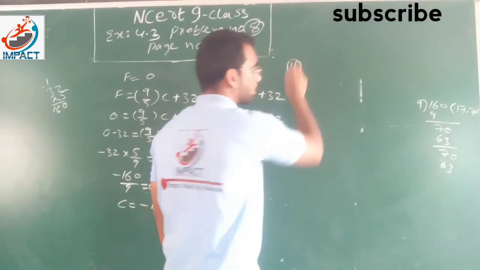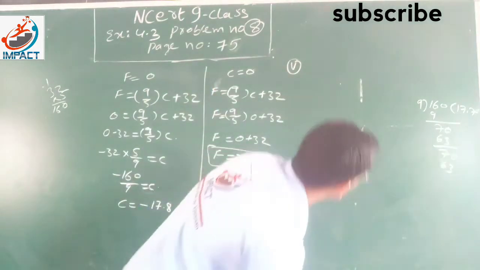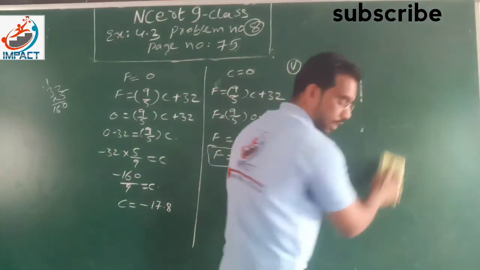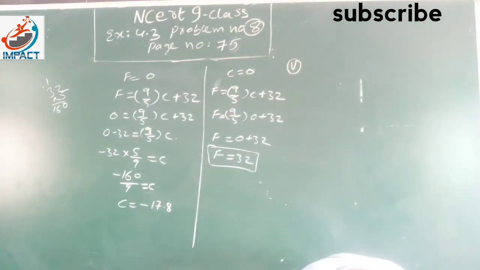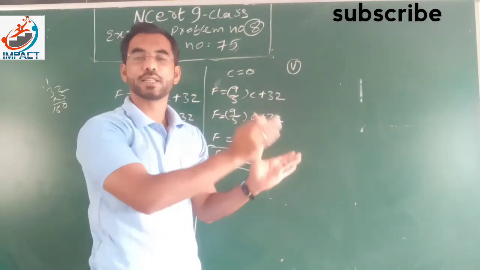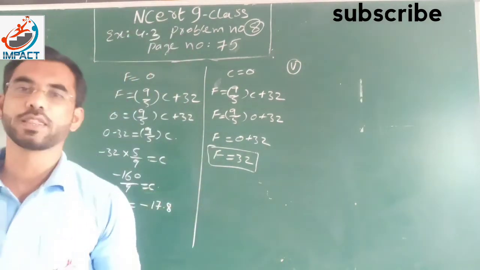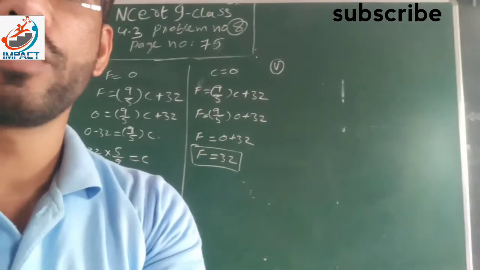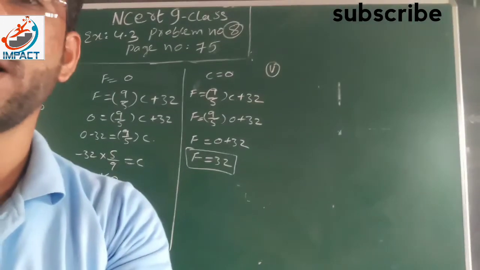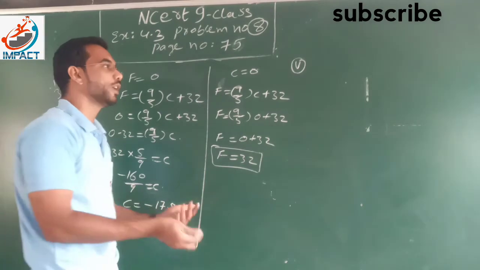Last bit of this problem. What is the question saying in this one? The question is saying: what should we take so that the Fahrenheit and the Celsius are equal? What value should we take so that LHS and RHS are equal? That means Fahrenheit and Celsius should be equal.